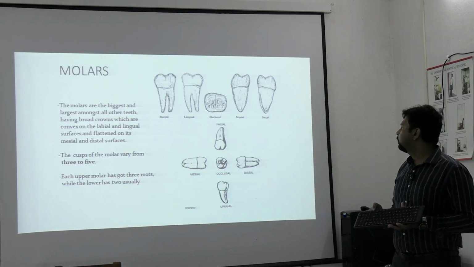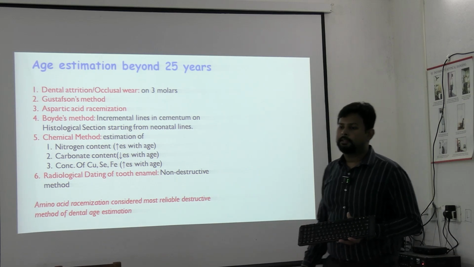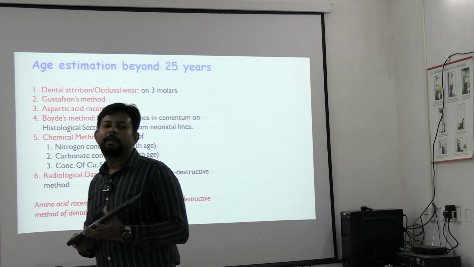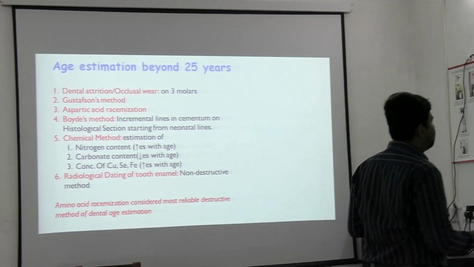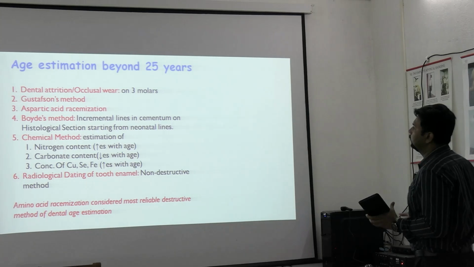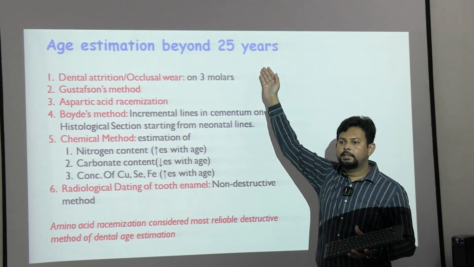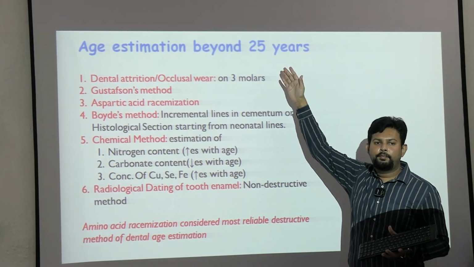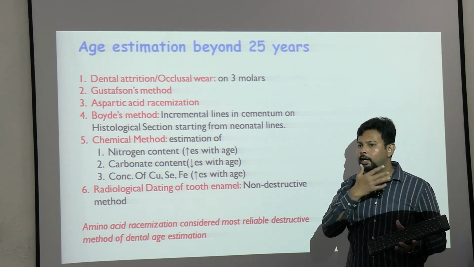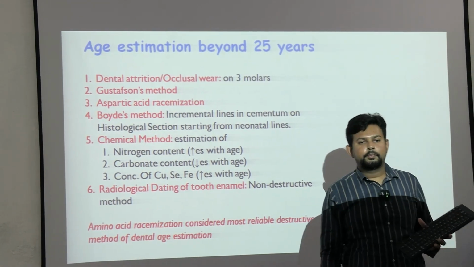These are all shapes and all. Okay. Age estimation beyond 25 years. Age estimation beyond 25 years is by Gustafson's method. So what are the parameters we need for estimation of age from Gustafson's method? It is very important. That's also a question. Where is Gustafson's method applicable? It is applicable on people whose teeth are beyond 25 years of age. Before that, by counting the teeth, we can know the age. But after that, this plays a role.